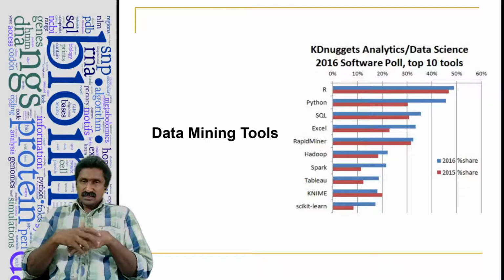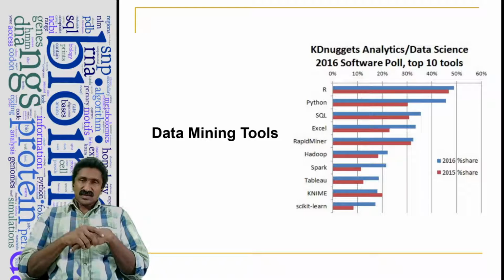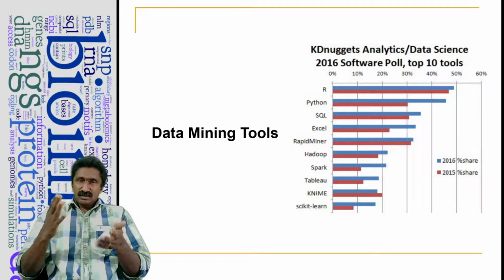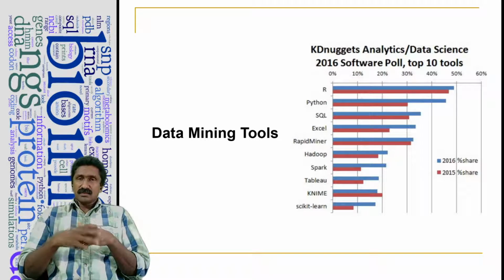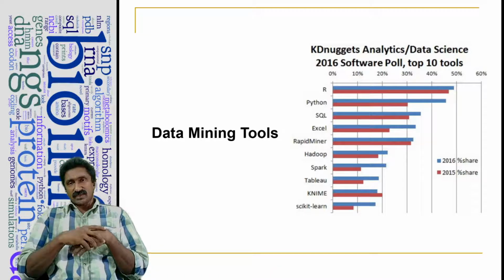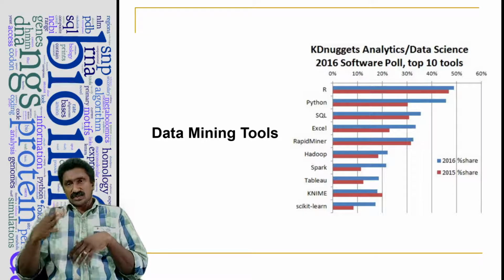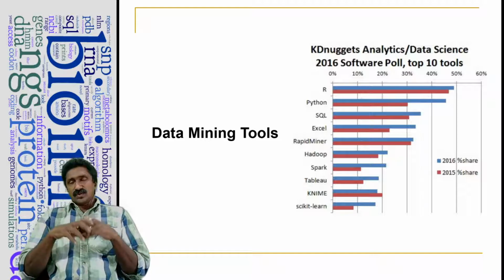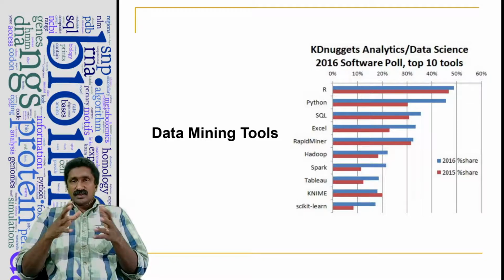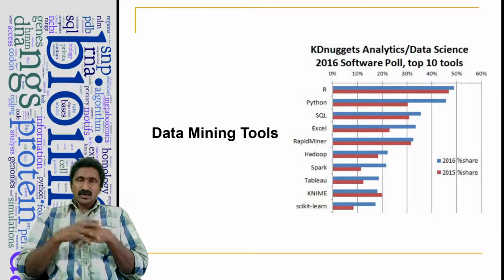Excel is a simple one, which is not used on the server side. Then RapidMiner, and there are a lot of other packages. The most popular one is still the R package, which is a statistical package. So in 2016, these are the top 10 tools that are used for data mining. And Python and SQL are also popular. Python is a popular language. SQL is a structured query language. That's a database search language, which is widely used for data mining.